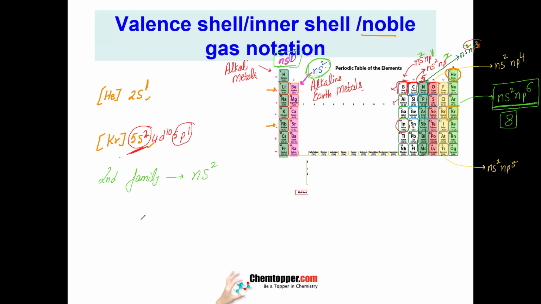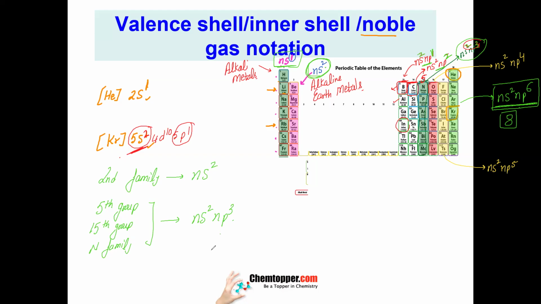Can you check who is next? Is this NP1 exactly half filled? No. NP2? No. What about this nitrogen family? The fifth group or 15th group or nitrogen family. What do you think? Extra stable? Yes, because it is exactly half filled.